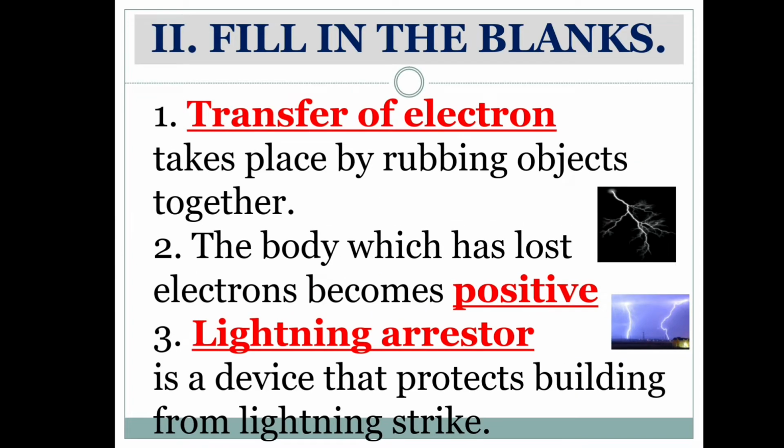Fill in the blanks. First one, transfer of electron takes place by rubbing objects together. Second one, the body which has lost electrons becomes positive. Third one, lightning arrestor is a device that protects building from lightning strike.